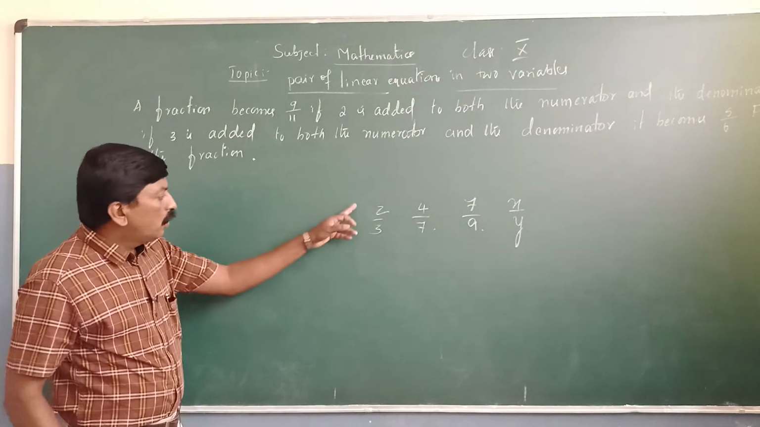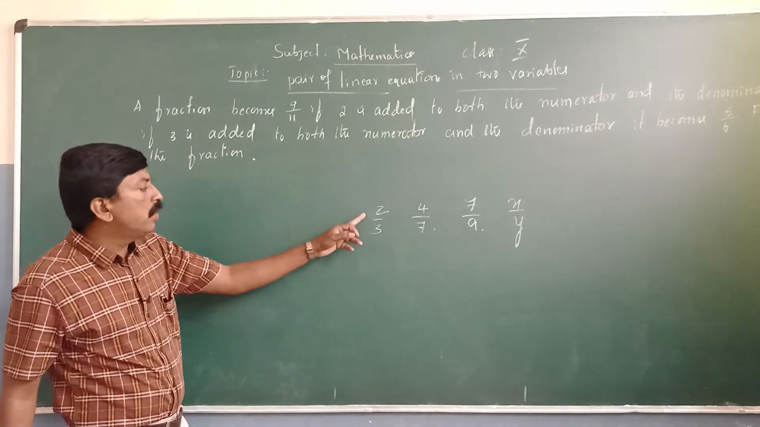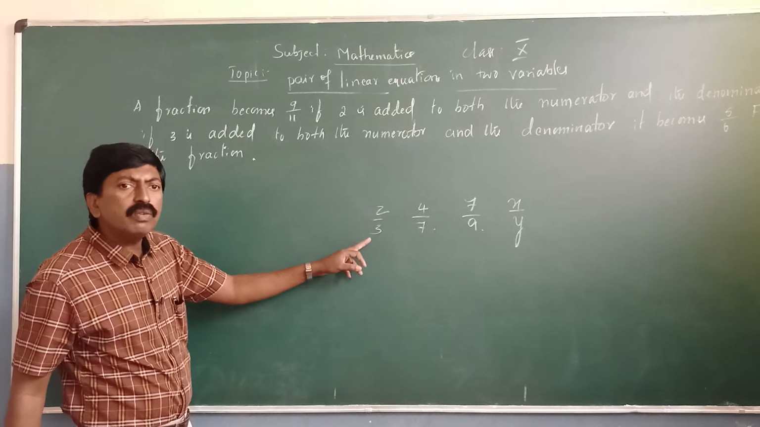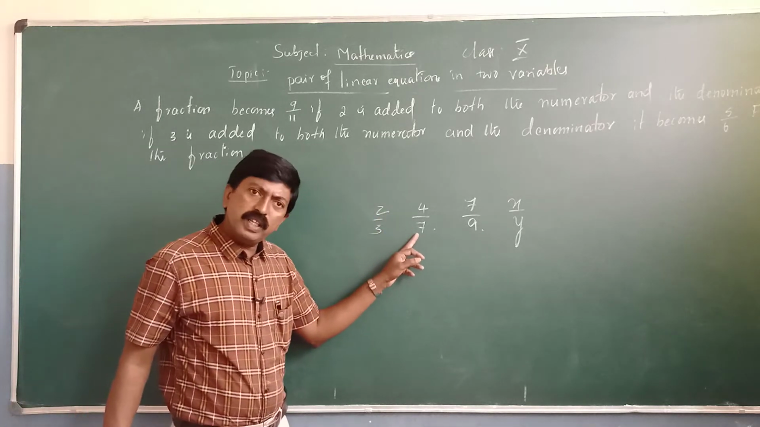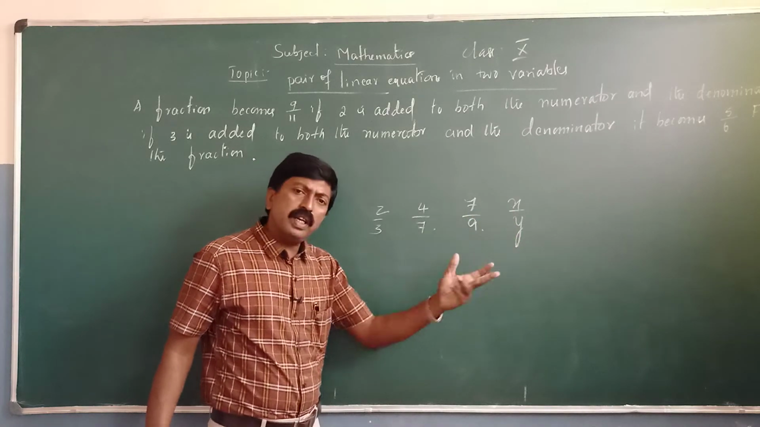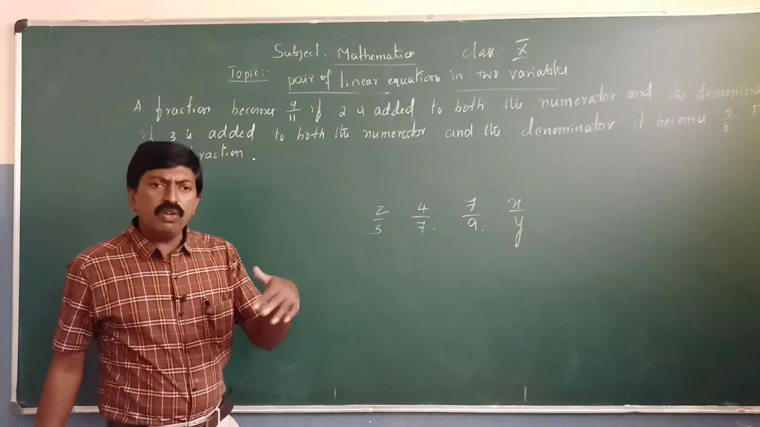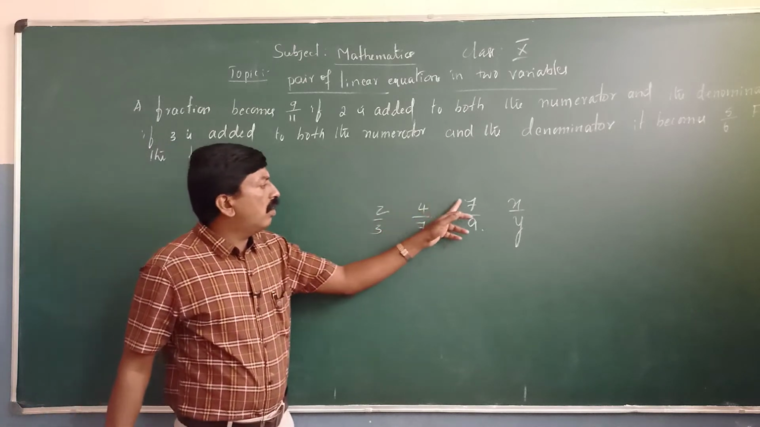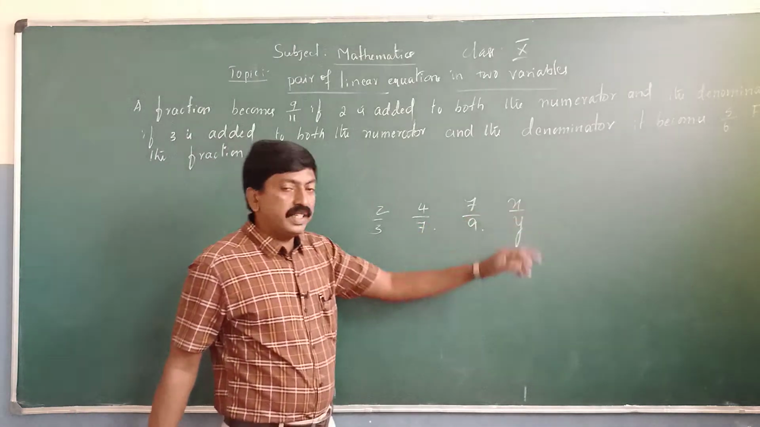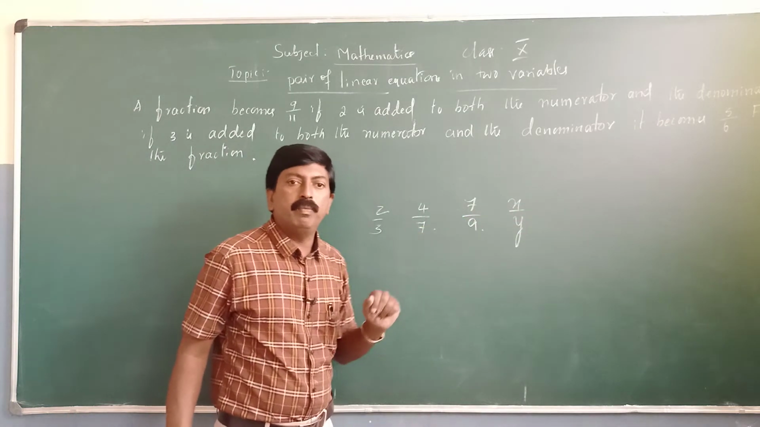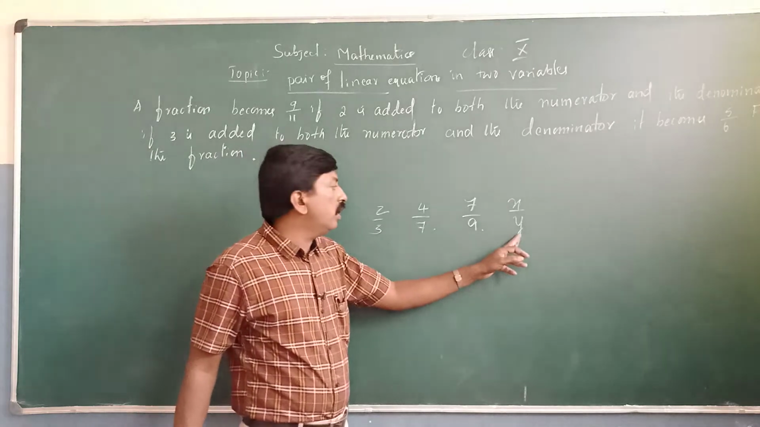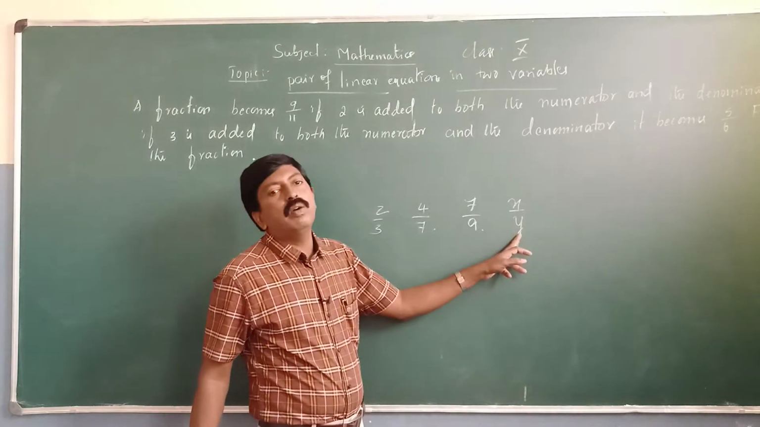Observe here, 2 by 3 is a fraction because a fraction is a part of a whole thing. 4 by 7 is a fraction. 7 by 9 is a fraction. x by y is a fraction. Like this. So here, the upper parts, all these we call numerators. So therefore, numerator is x in this expression, and 3, 7, 9 are denominators. So here, in general, y is a denominator.